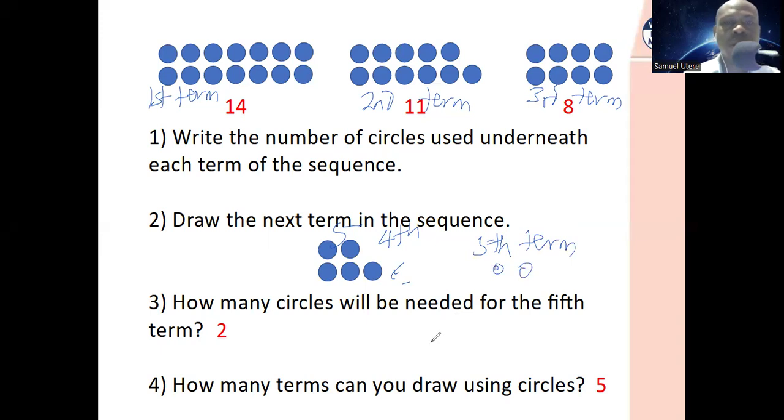Okay, and then next we're asked how many terms can you draw using circles? Of course, it's only 5 terms because we only have 2 circles. We're not going to be able to take away 3 circles from 2 circles. So there's nothing to draw for the sixth term. Okay, let's rub this off before we move on.